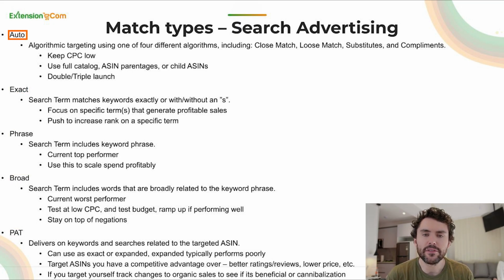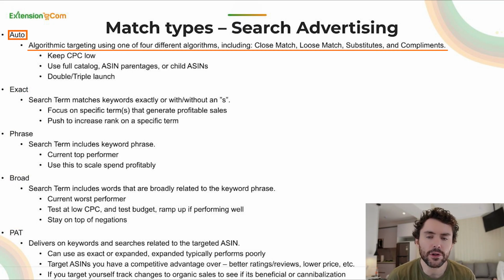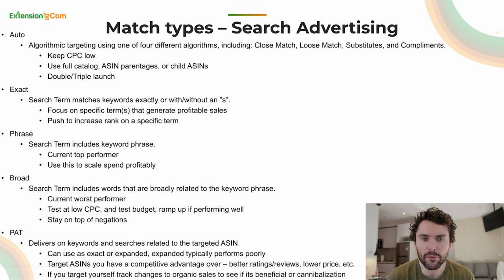When it comes to autos, you have algorithmic targeting going after close match, loose match, substitutes, and complements. It's pretty straightforward. Close match is going to be anything closely related to your product. Loose match is anything loosely related to your product. Substitutes is essentially, here is a premium one and you're looking at cheap ones, or here is a cheap one and you're looking at premium ones. And complements is the age old, you put the hot dog buns next to the ketchup, next to the mustard, next to the relish, because people need to buy all of those together because they complement one another. So some keys to success within auto campaigns are to keep your CPC low.